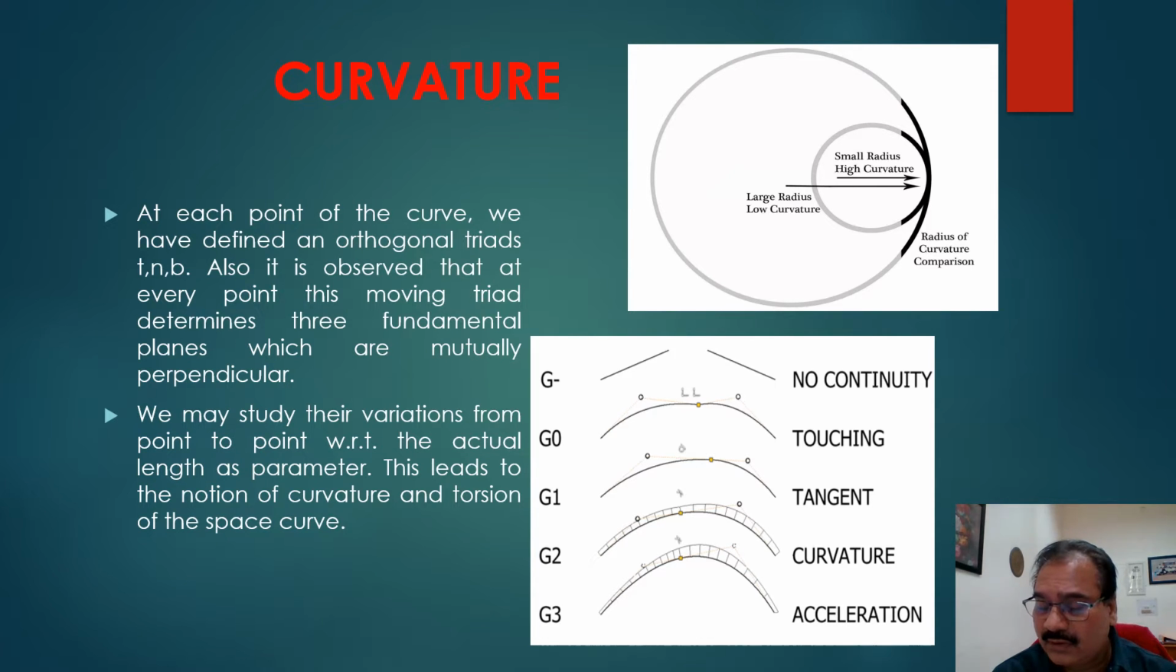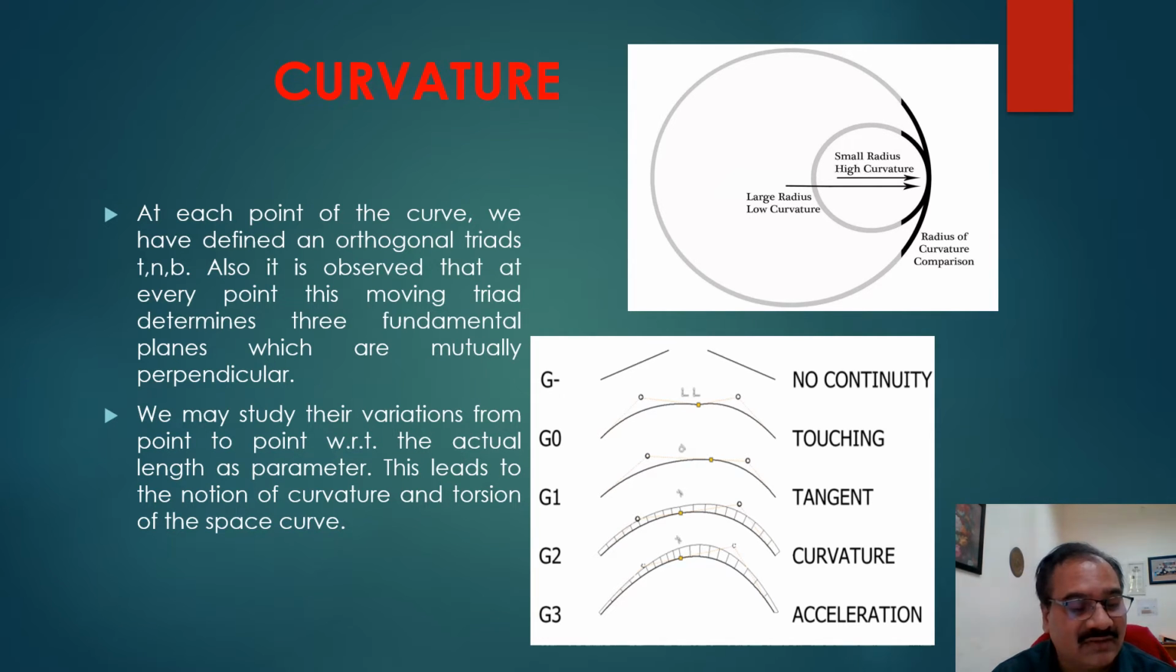Dear students, today we are going to discuss curvature. All the mathematics and engineering students already know about curvature and radius of curvature. So once again, we are going to revisit curvature. At each point of the curve, we have defined an orthogonal triad, that is T, N, and B.